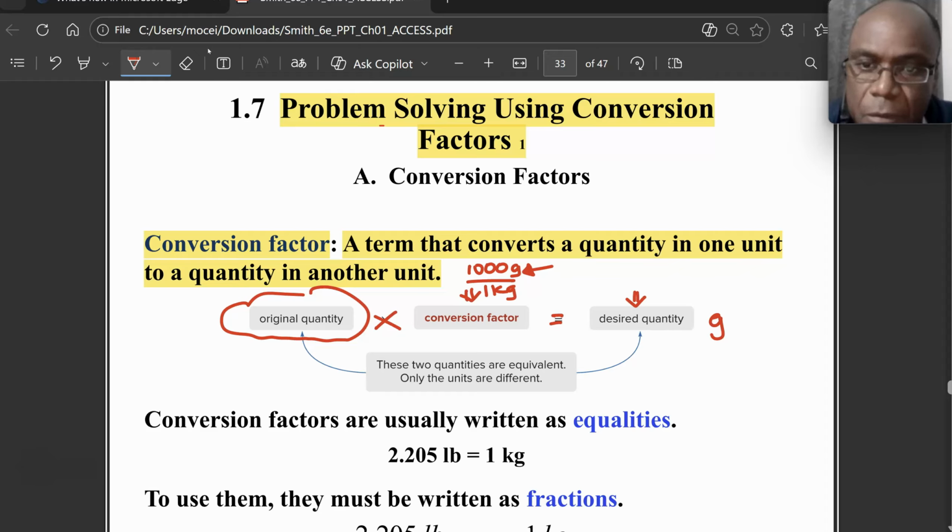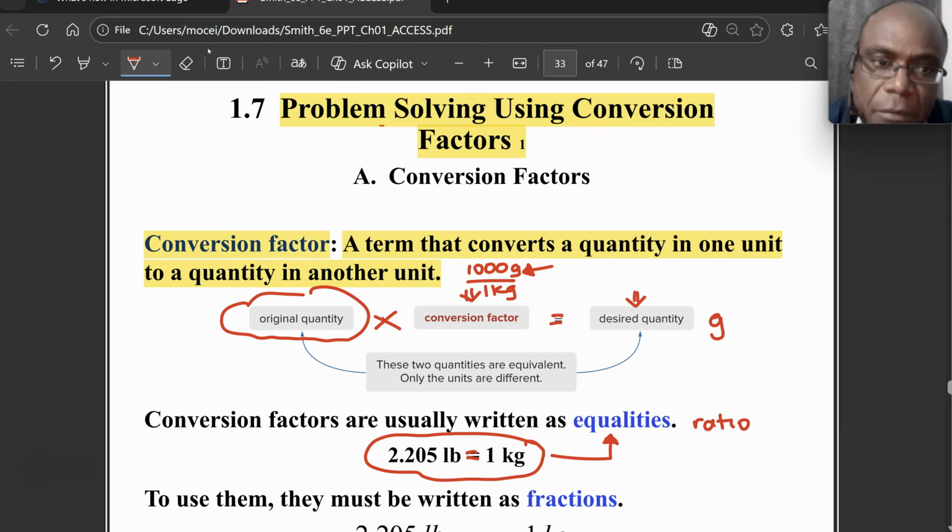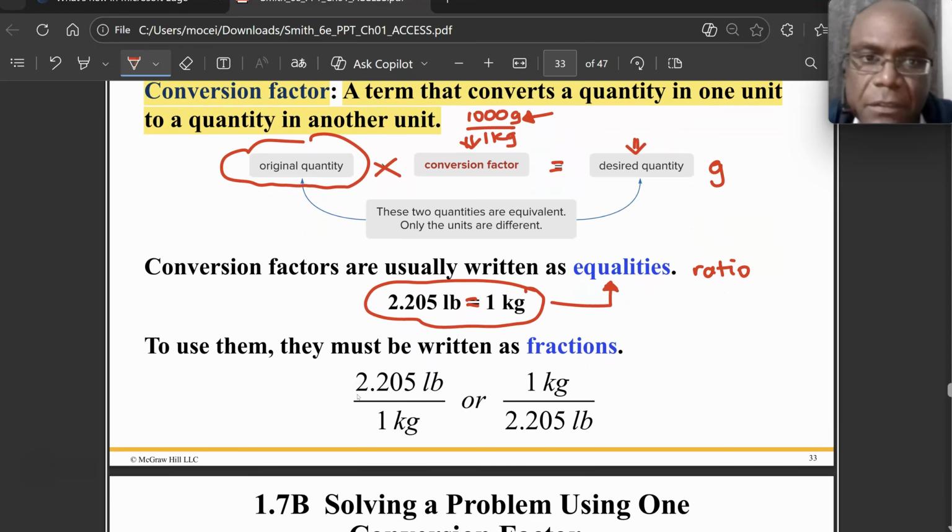An example of a conversion factor is 2.205 pounds is equal to 1 kilogram. And this kind of relationship is called an equality. You can call it a ratio relationship. To use them, they must be written as fractions. Of course, fractions are derived from ratios.